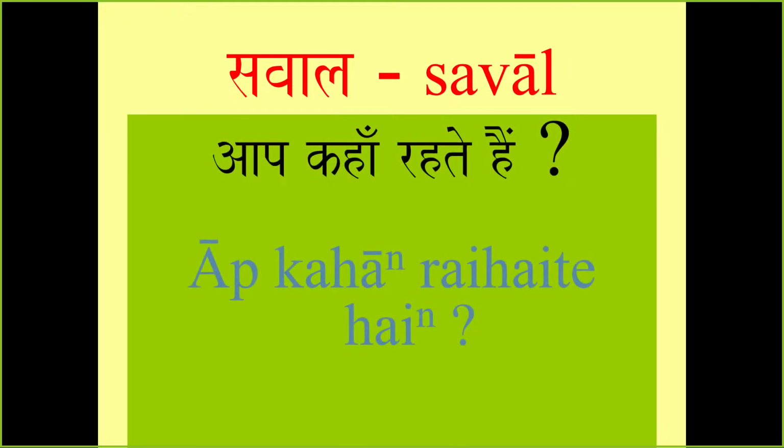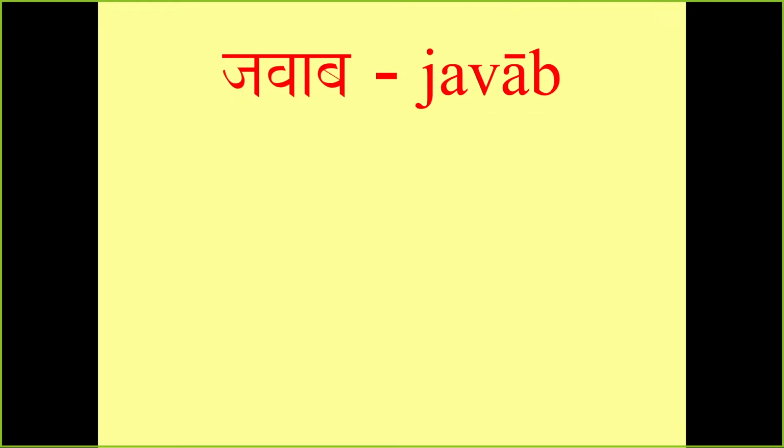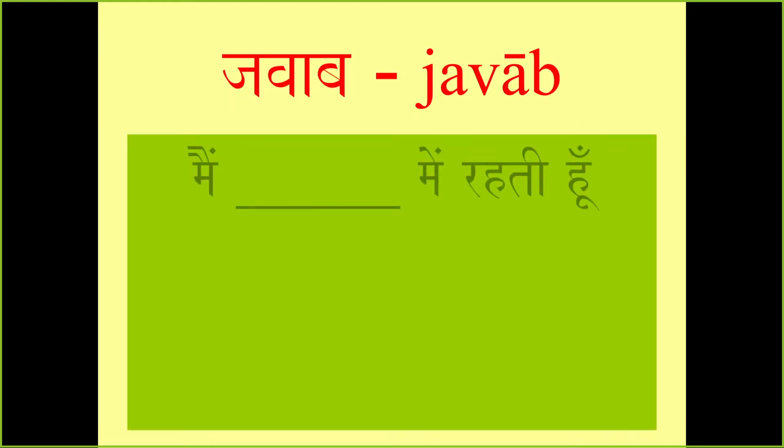Dhruv, read it for me. आप कहां रहते हो? Or you can say ho or you could say hain. So what is written on the screen is, let's repeat it again. आप कहाँ रहते हैं? So what does it mean? Where do you live? So the answer would be, read it for me. मैं.